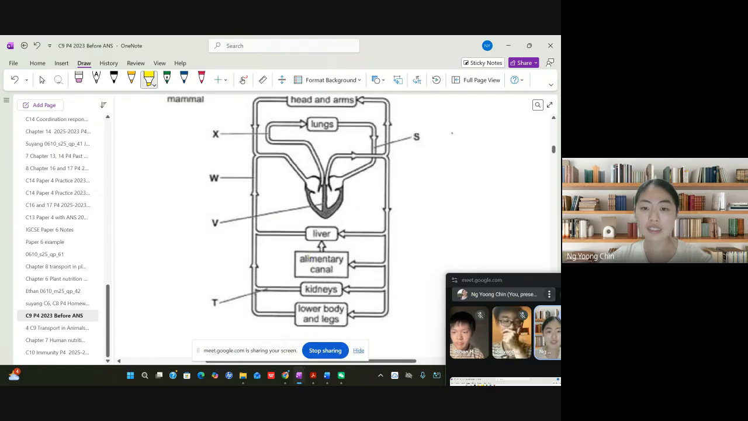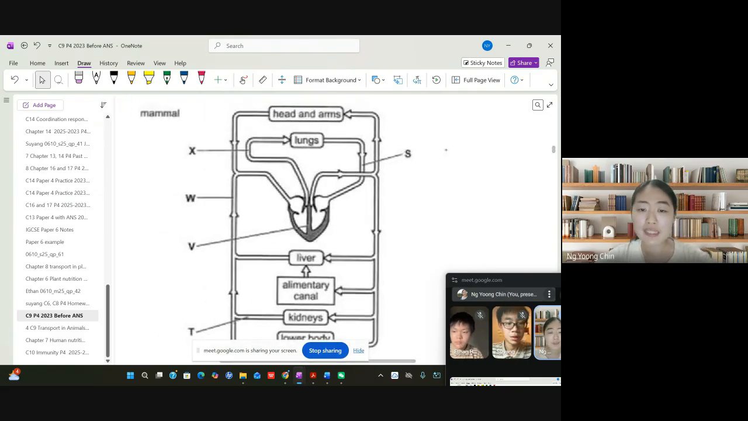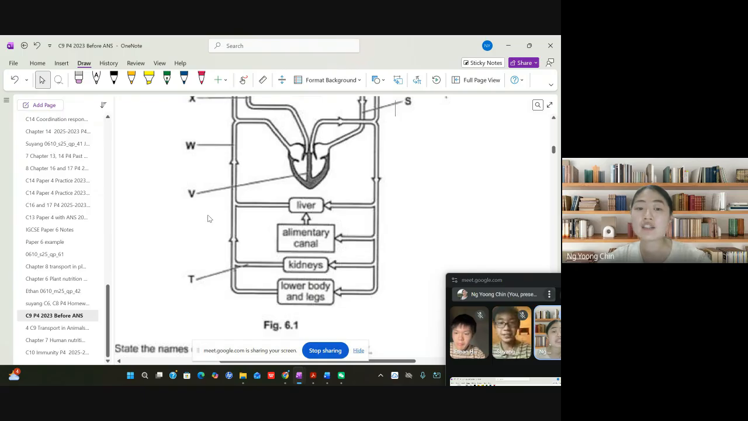And then for this one, you should know the name of the vessel. For example, this S is a blood vessel from the lung getting into the heart. So S is a pulmonary vein. Recognize the vessel. And then V, what is V? V is a septum, which is the wall dividing the left side and the right side of the heart. So V is a septum.